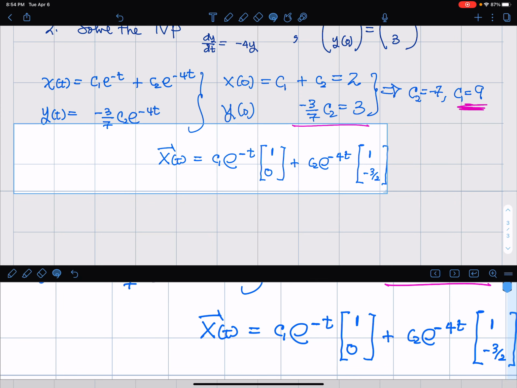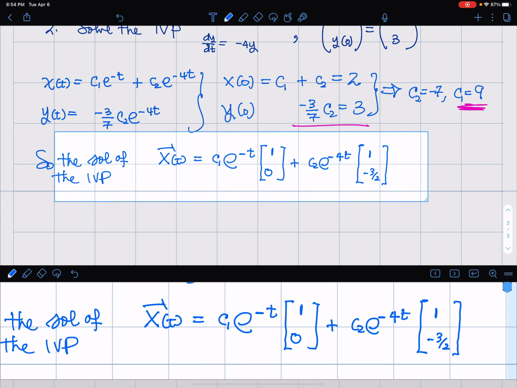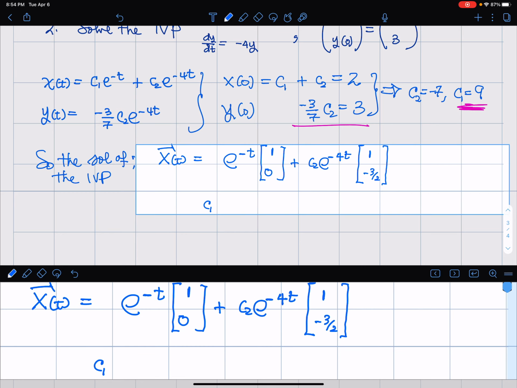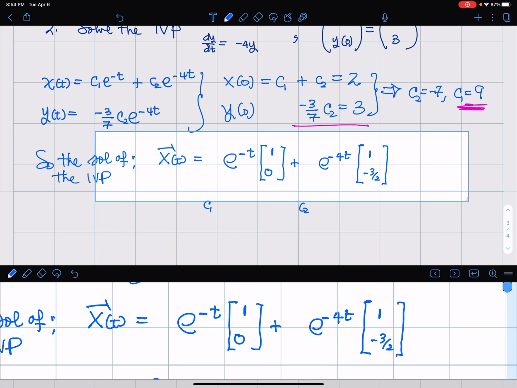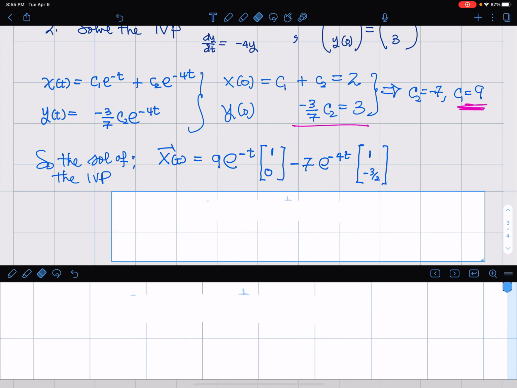Let's call it the particular solution. So the solution of the IVP is: remove this C1, remove this C2, replace them with what you got. C1 is 9, so let's put 9 here. You could also decide to distribute the 9 into the vector, but let's just leave the 9 there. And then C2 is negative 7, so let's put negative 7 over here. Okay. All right, so that's our solution.